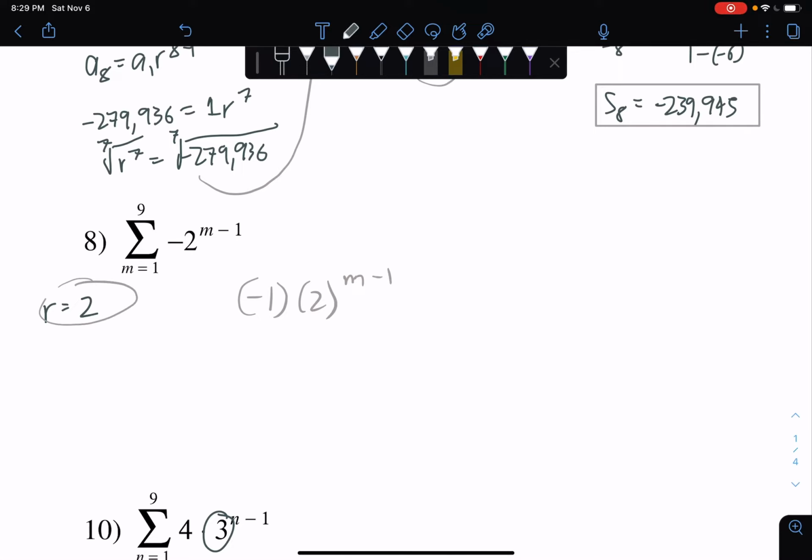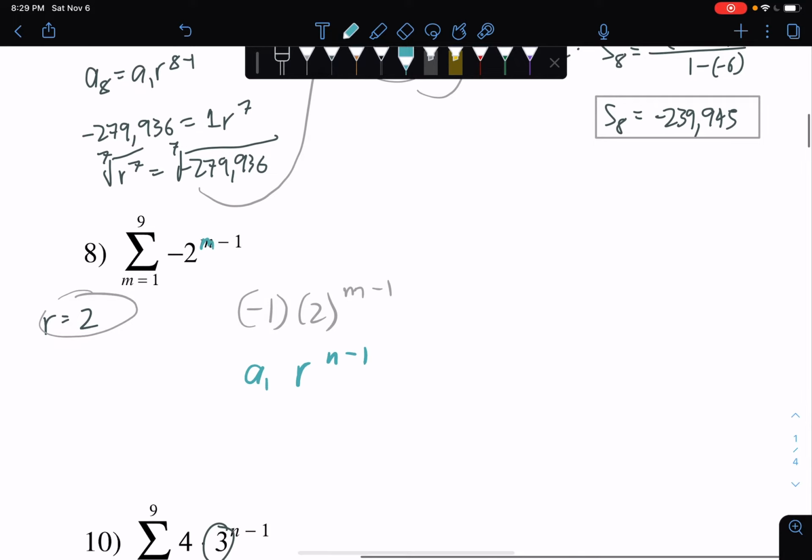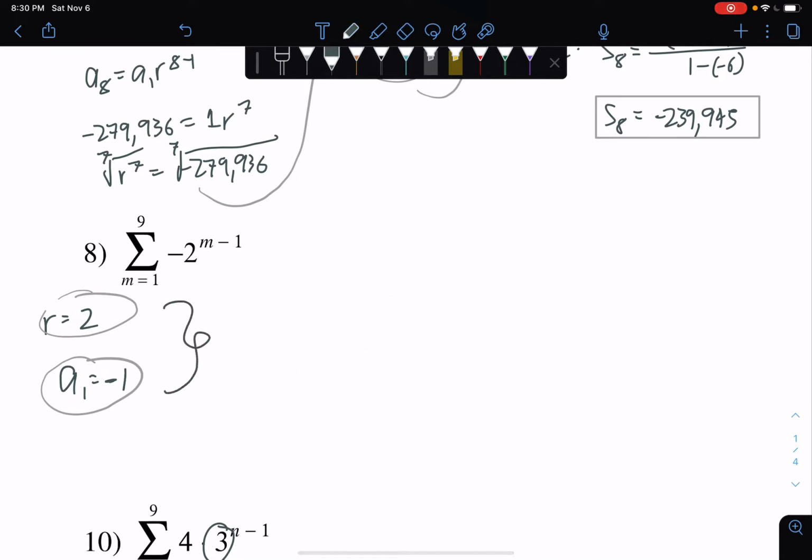So again, resemble the formula a sub 1 r raised to n minus 1. In this problem, we have m, but m is still equivalent to n. Don't be deceived or confused about it. And our a sub 1 is equivalent to... I'm sorry, a sub 1 is equivalent to negative 1. There you go. Alright, enough visualization. Let's move to substitution. What we're trying to find is S sub 9.